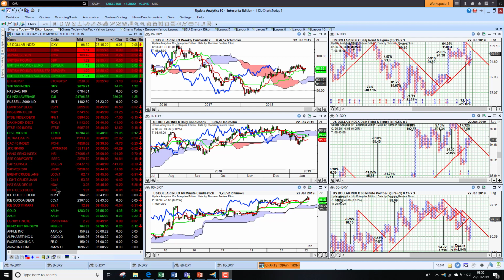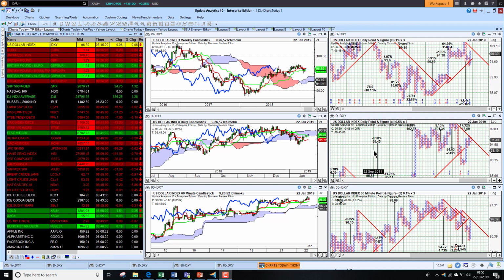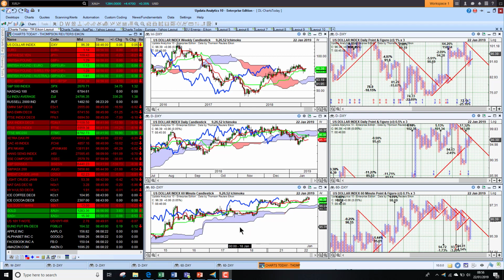And as always, we start by looking at the dollar index. We see markets down today, so we see quite a lot of red there on the screen. Remembering this data is all coming from Thomson Reuters Eikon on this screen, or if you're a private user, Metastock Zenith. These are my long-term chart, my weekly, my 1% point figure, my medium term, my daily, my half percent point figure, and my 60-minute chart.